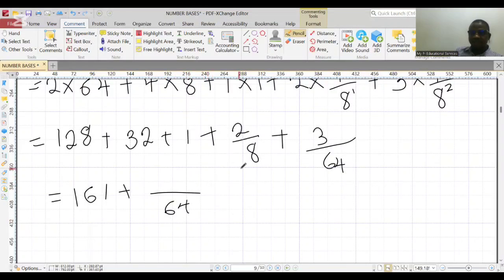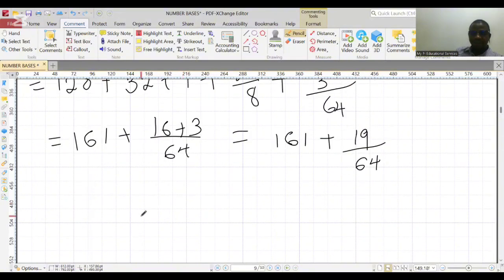Then 64 divided by 8 will give you 8. Then 8 times 2 will give you 16. Plus 64 divided by 64 will give you 1. 1 times 3 will be 3. Then we have 161 plus 19 out of 64.